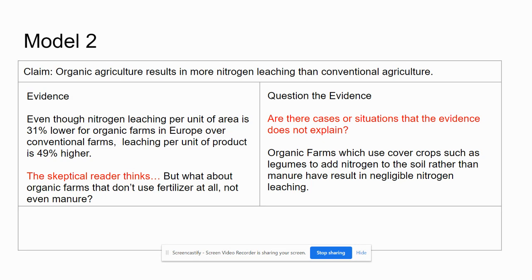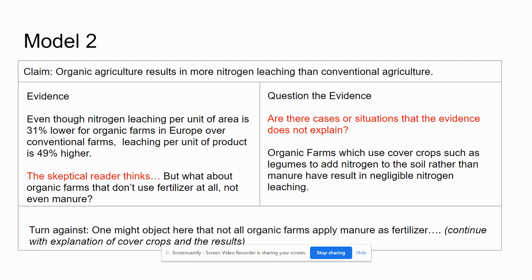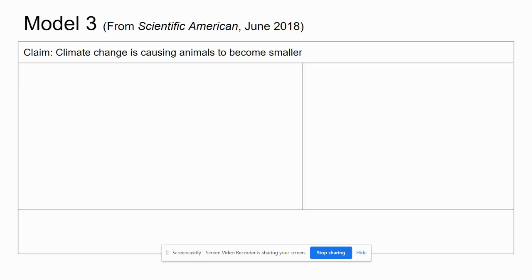So the result of our questioning here is that the claim is true, but it's not true in all situations. It's not true in the situations where they use cover crops. So because of that, we are going to include a counter-argument. We decide when we write our argument, and the turn against for that counter-argument might be, one might object here that not all organic farms apply manure as fertilizer, and we continue with our explanation of how cover crops are a different case.